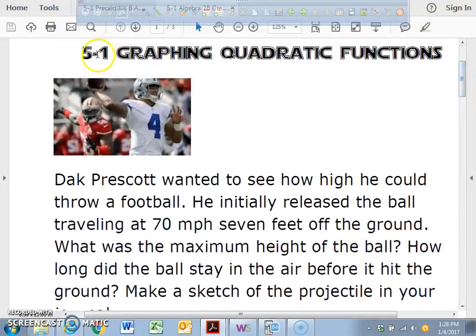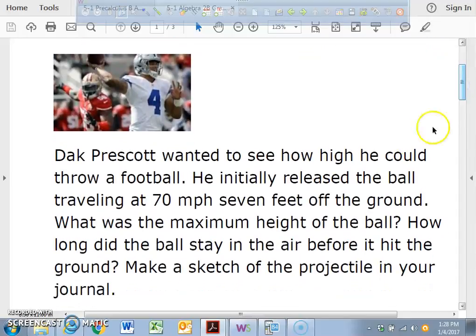For Chapter 5, Section 1, we're dealing with graphing quadratic functions, and we have a little word problem today. It says, Dak Prescott wanted to see how high he could throw a football. He initially released the ball traveling at 70 miles per hour. By the way, that's pretty fast for a football. Okay? 7 feet off the ground. What was the maximum height of the ball, and how long did the ball stay in the air before it hit the ground? Make a sketch of the projectile in your journal.